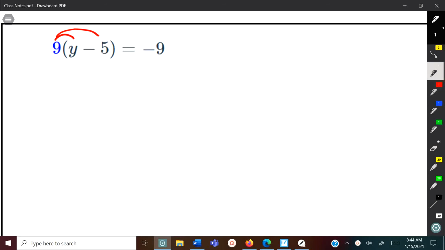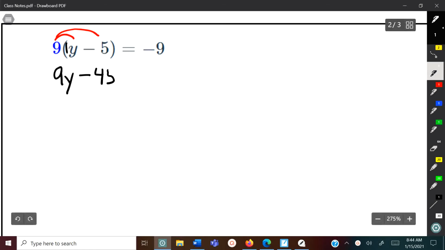I'll have 9 times y, positive times a positive is a positive. 9 times that understood 1 there is 9. So I have 9y. And then positive times a negative is a negative, and 9 times 5 is 45. Equals negative 9.